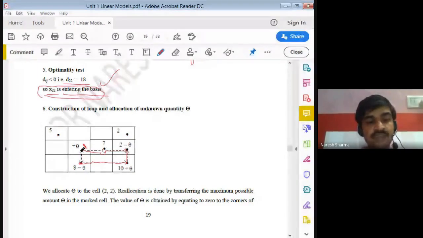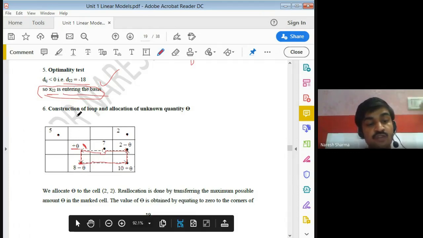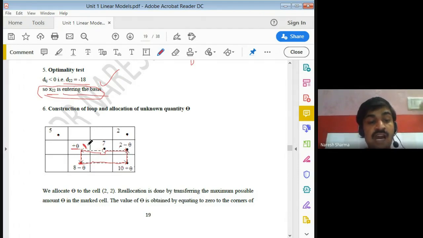That is important. Once you fix your path, at this corner where your entering variable is present, you write theta. Theta means plus theta, that means you can allocate some units here. If you allocate some units, you know that in each row your availability is fixed, and demand, or requirement, in each column should also be fixed. Earlier it was 7 plus 2. So if you add theta here, it increases from 9, so you should decrease that value by theta also.